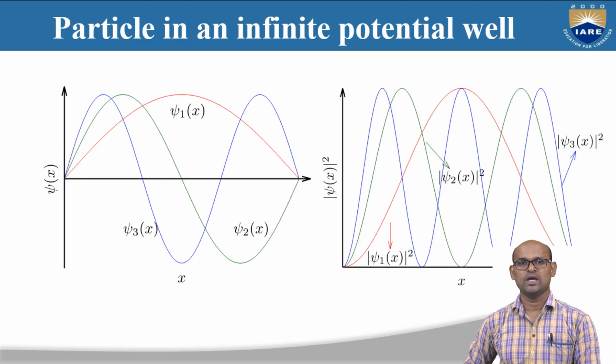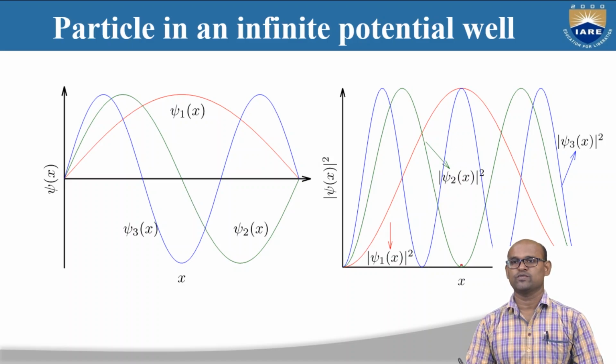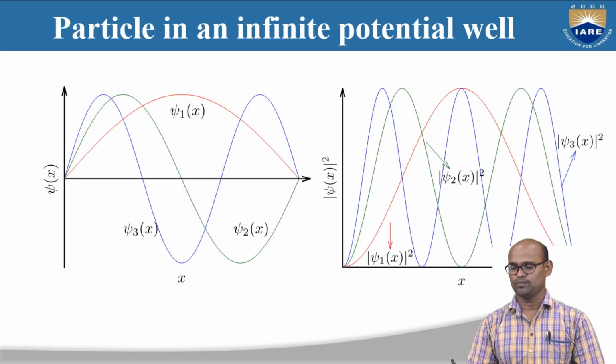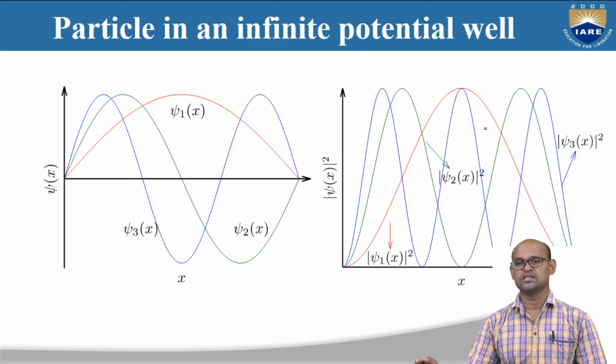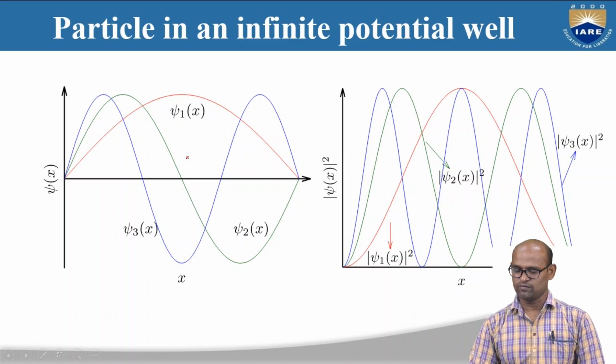Then we can plot the wave functions and the probability density, mod psi square versus x, and show that the probability is maximum at the center of the box for n equal to 1, at 2 points for n equal to 2, and at 3 points for n equal to 3, and so on. So this is the spatial wave function, and we can find the spatial nodes.